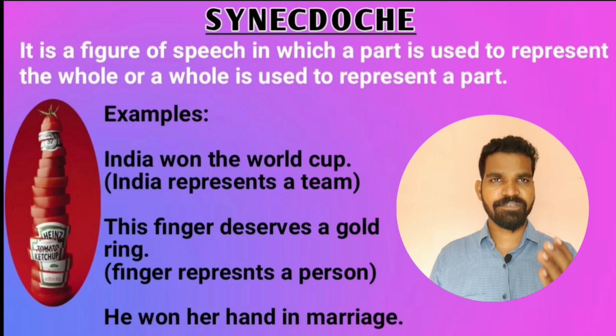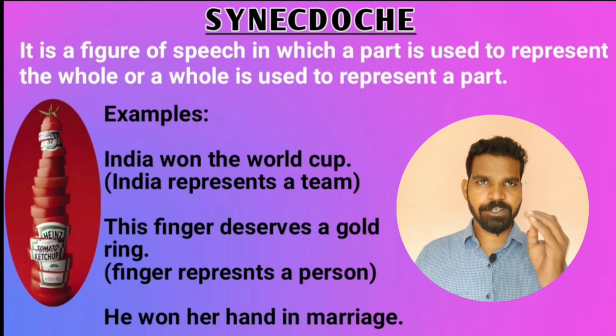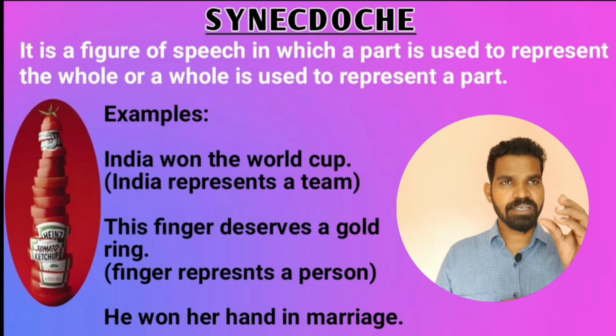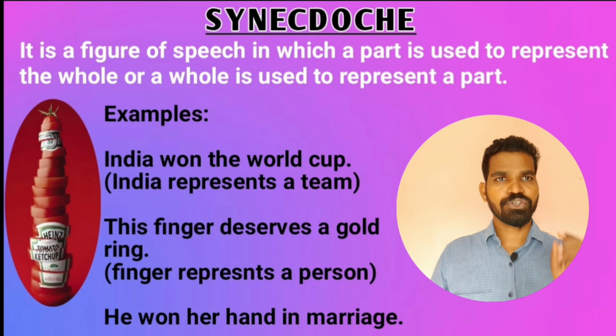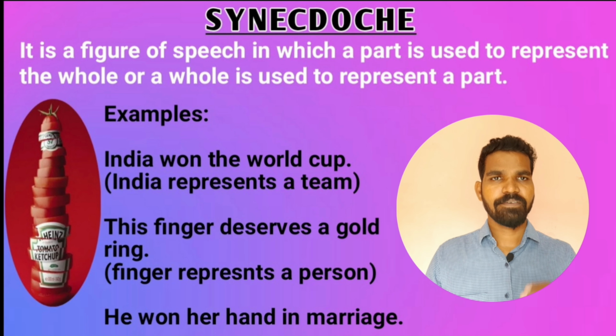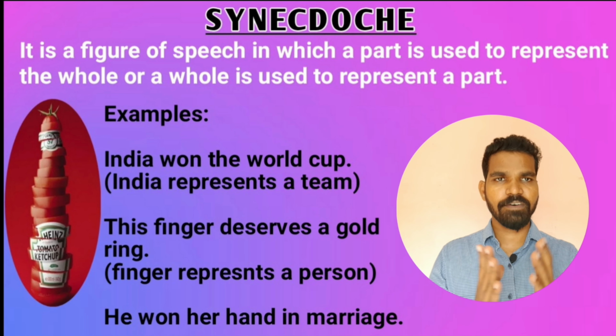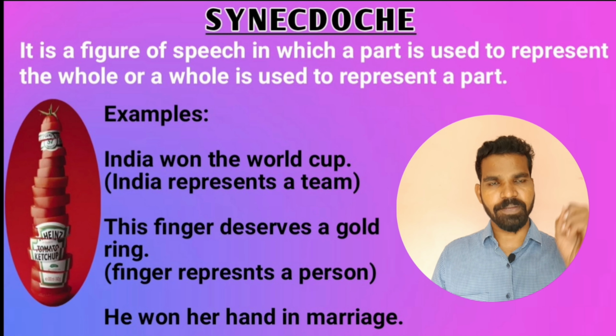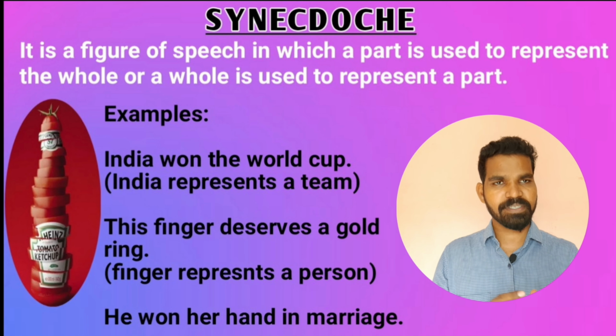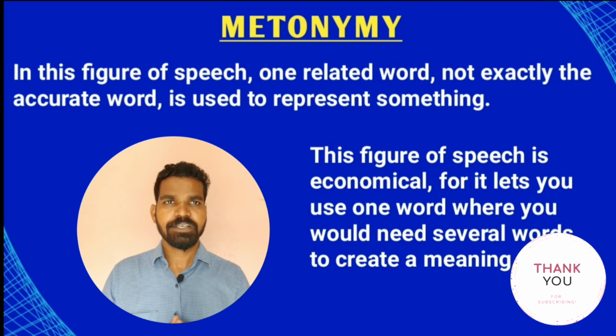Synecdoche. It is another figure of speech in which a part is used to represent a whole, or a whole thing is used to represent a part. Few examples. India won the World Cup. India represents a team here. This finger deserves a gold ring. Here the finger, this part, represents a person. Another one, he won her hand in marriage. Let's move on to the other one.